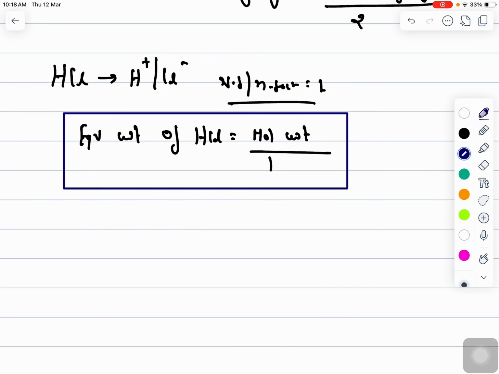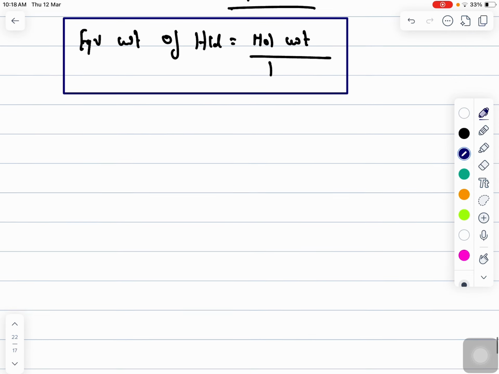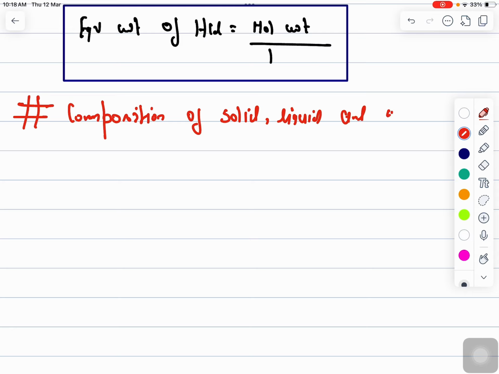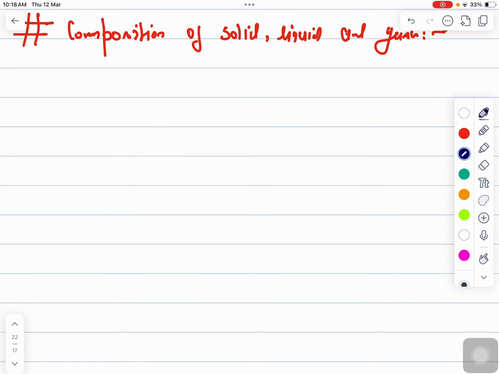So we get to know about the equivalent weight concept and molecular weight concept. Next I'll be moving towards the composition of solids, liquids and gases. This is very important because you will be dealing with all of these kinds of problems. Here I'll be talking about some fundamental concepts, that is your mass fraction first. So I'll be talking about the concentration terms for all.